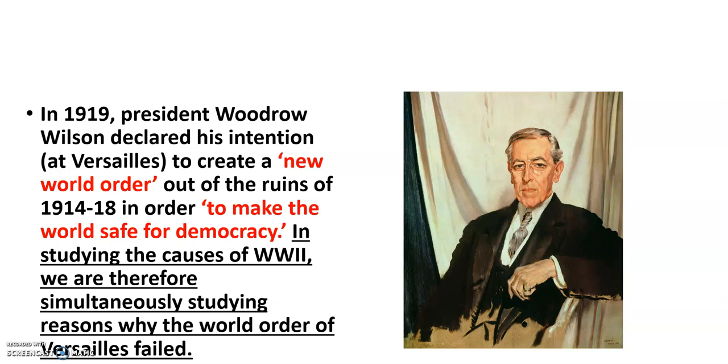And in the middle, or rather right at the end of World War I, we've got the Versailles Treaty, presided over by Woodrow Wilson, the President of the United States, and Clemenceau of France, and David Lloyd George of Britain. And Woodrow Wilson arrives in France with this messianic vision that he and he alone is the man who will create a new world order, to make World War I the war to end all wars, to make the world safe for democracy. So, when we're studying the causes of World War II, we are simultaneously studying the abject failure of this first attempt to create a liberal democratic world order.